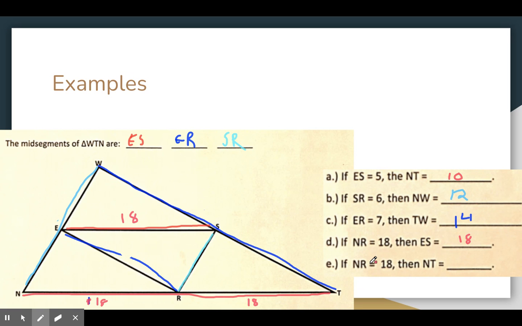And if NR equals 18, then NT, the whole thing, would be 18 plus 18, which would come out to give you 36. So those are all different types of examples of things that you can do with the midsegment.